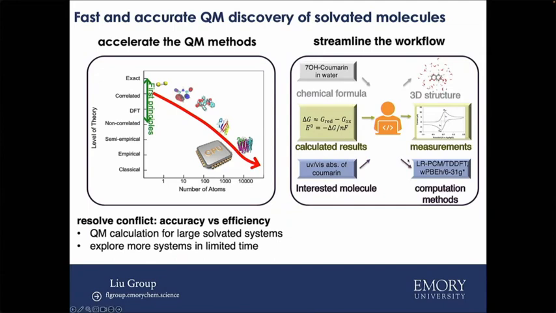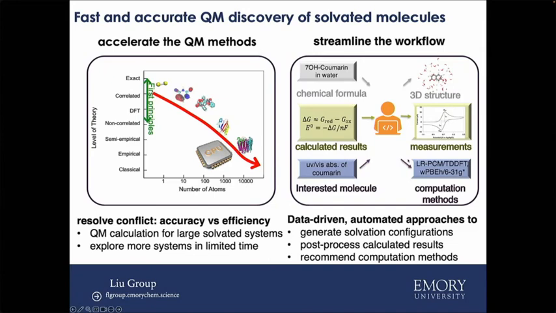So if we want to do high throughput generation of data, we want to replace this manual procedure with some data-driven automated approach, such that we can automatically generate the solvation configurations, post-process the calculated results to make them better predict the experiments, or automatically recommend computational methods instead of relying on individual researchers' expertise.